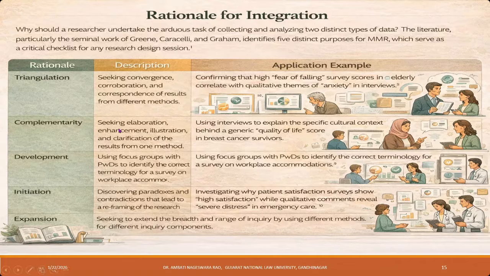Complementary. Instead of simply relying on what my students with disabilities said, I'm able to get support from the teachers, support from the peer group members' findings, support from university management. I'm able to see what students are telling and what university management is telling. I'm able to validate my findings. Coming to development, what I did here, I mentioned that I collected data from teachers.